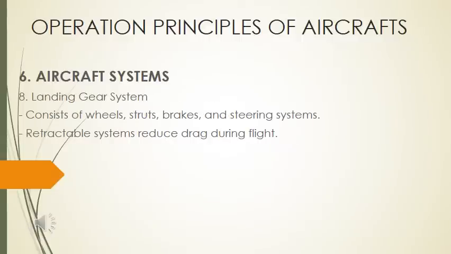Okay, moving on, number 8, the landing gear system. It consists of wheels, struts, brakes, and steering systems. The landing gear is very important for ground maneuvers. In the air, we have flight control surfaces such as the ailerons, the flaps, the elevators, the rudder, and others that I've talked about. But on the ground, we need the wheels to maneuver, because the reason flight control surfaces work is that when the aircraft is flying, air is moving against it.